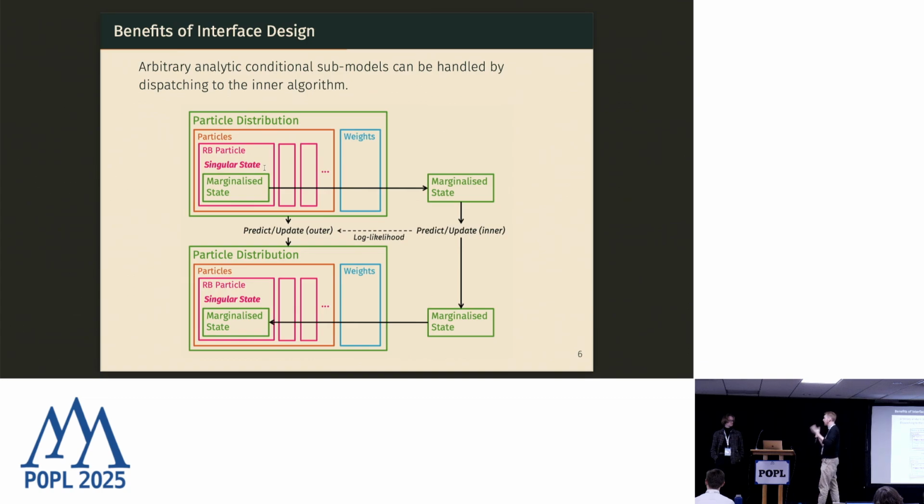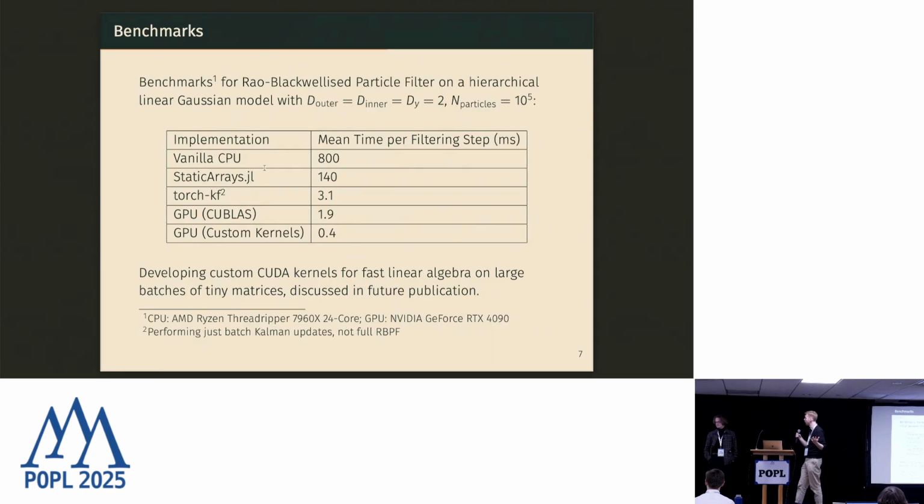And the key thing worth noting here is that this process of doing these closed form updates on every single marginalized state over the various particles essentially boils down to performing linear algebraic operations on very large batches of typically quite small matrices. And so we've taken a lot of care to make sure that we've optimized that sort of operation as much as possible. So we have some benchmarks.